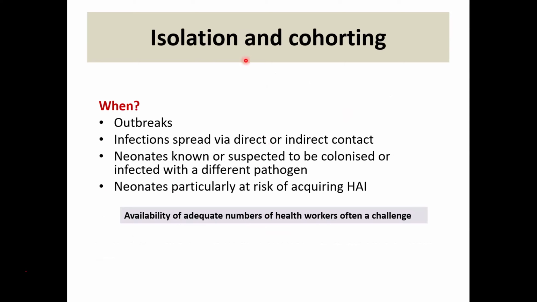And there is something called isolation and cohorting. So you all must have worked during COVID. That time there were isolation rooms. So when do we follow isolation? Whenever there is an outbreak with an organism, try to keep these babies in a separate bay. If at all it is not possible to keep in a separate room, at least keep in a separate row or separate bay, in order to avoid cross infection or horizontal transmission, right?